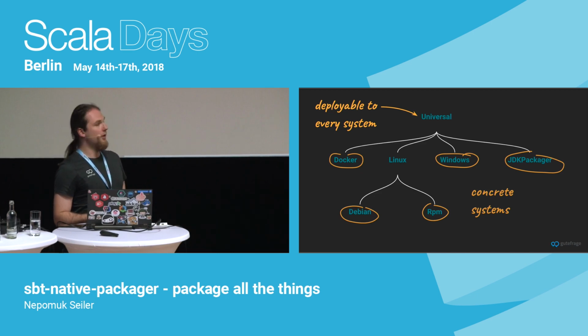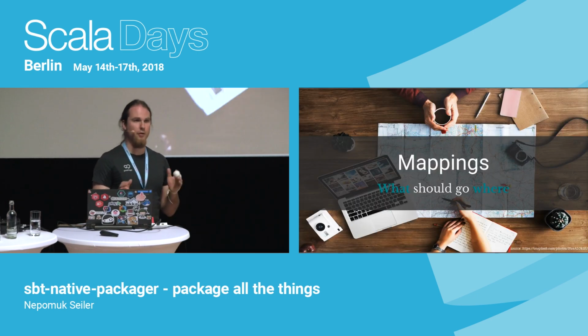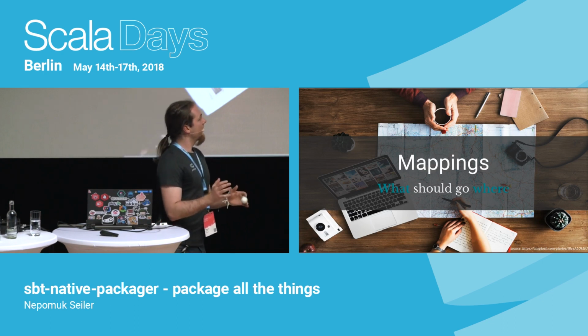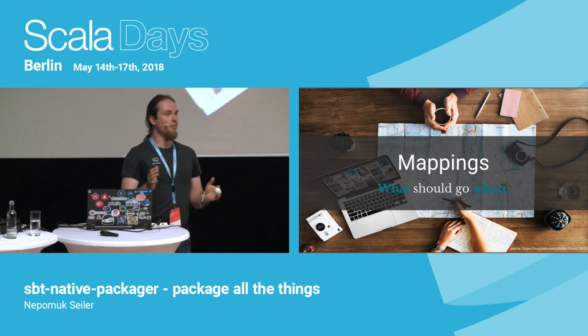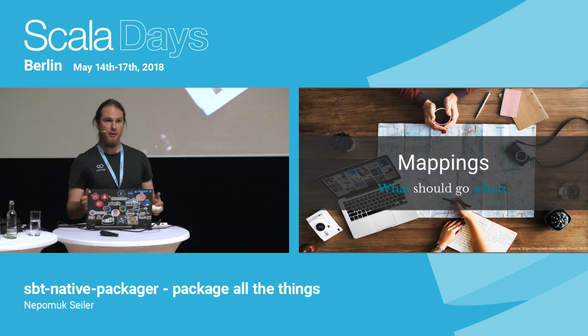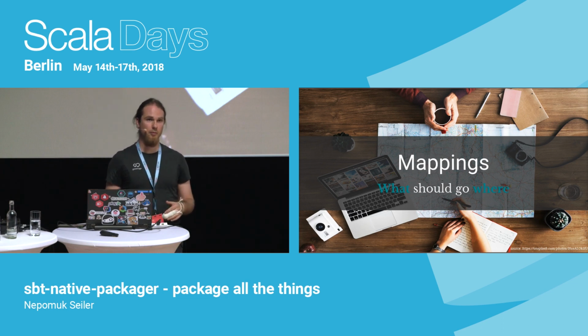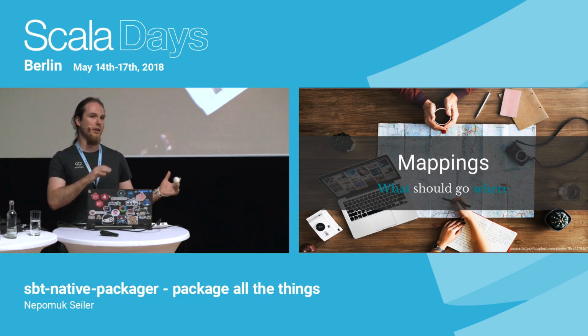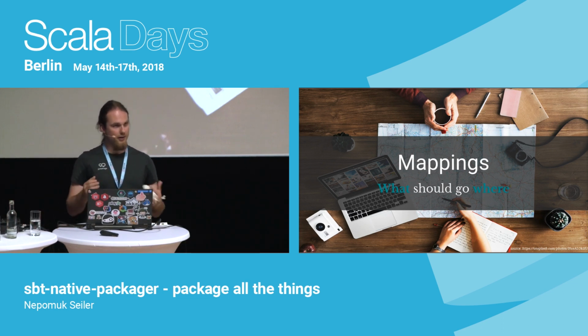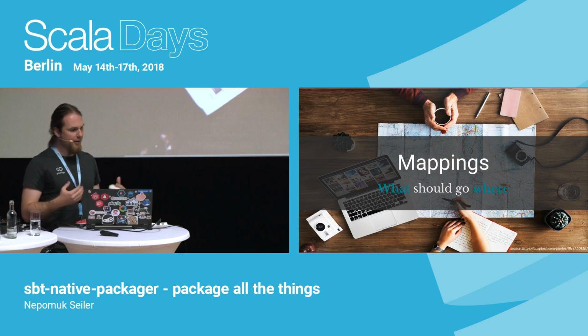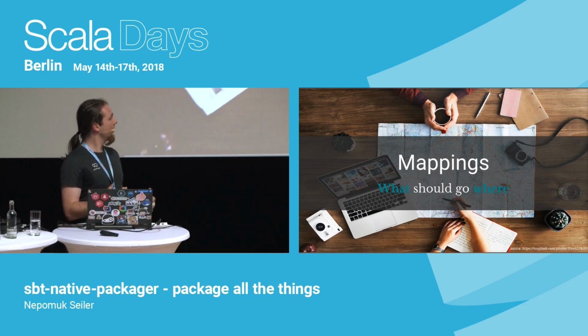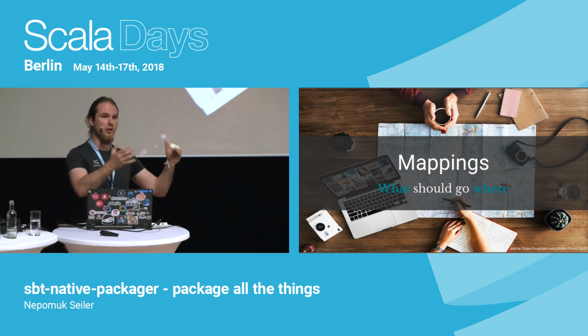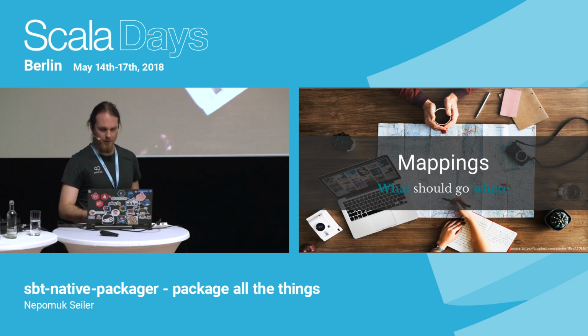So speaking about the contents of the package, where do they come from? There's a very simple concept for that. It's called mappings. It's introduced by SBT. They use it to map the source files, the class files to your jar, and for other stuff, for documentation. And sbt-native-packager uses it as well to say, okay, what content should be put where in your output package?